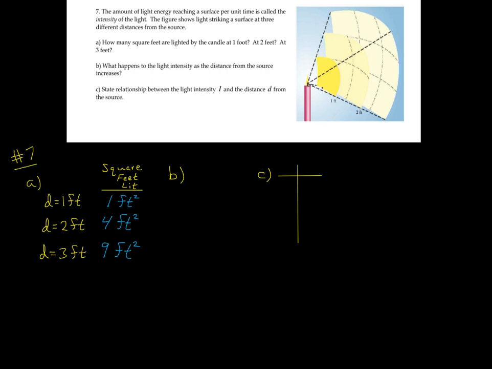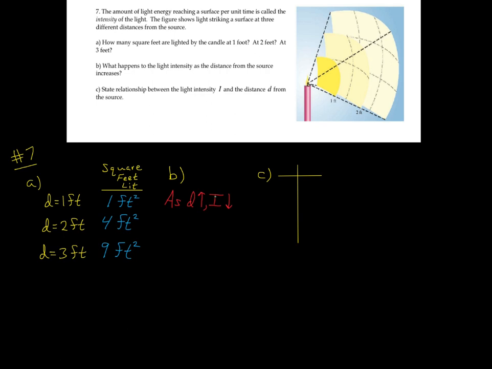So at 1 foot we have this amount of light. You can think about it like some amount of paint. Now if I move 2 feet out, this is capturing the same amount of light, but it's just spreading it out over a larger area. And then likewise when we're 3 feet out. So in turn, as we move further out, the intensity of the light should be decreasing. So here I'm going to say as the distance from the source, that's D, increases, the light intensity, which I'll call I, is going to be going down.